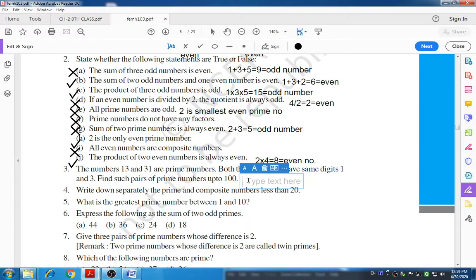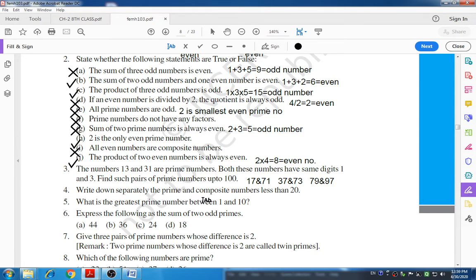Look at here carefully, that 17 and 71. Okay, then 37 and 73, then 79 and 97. These are the three pairs having the same digits but up to 100.